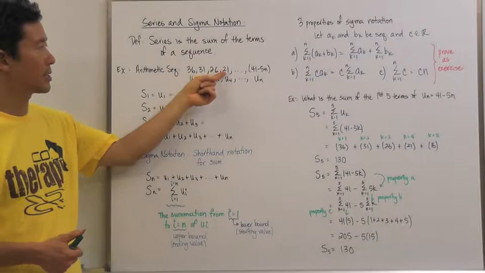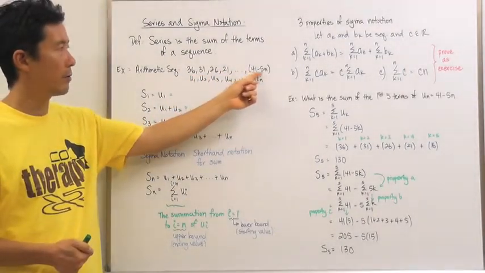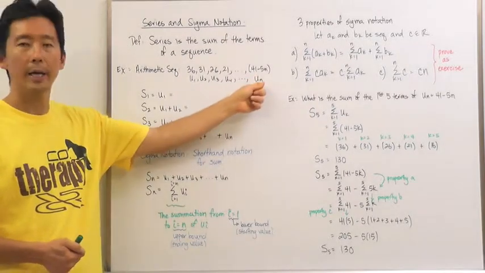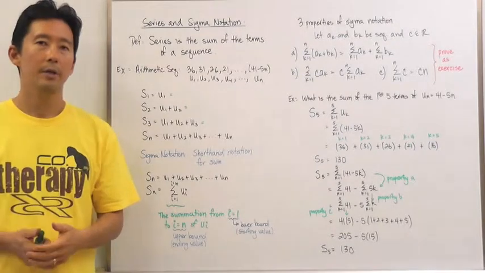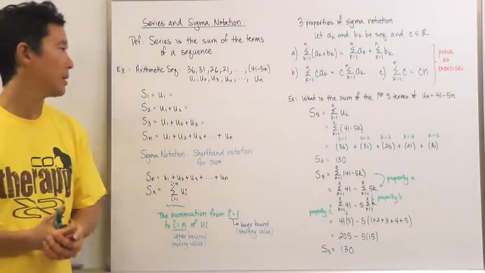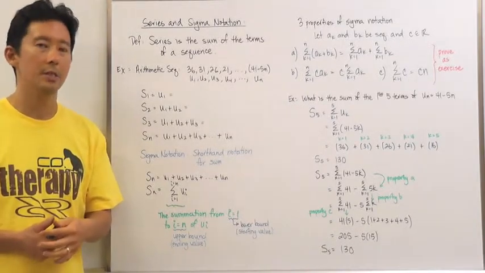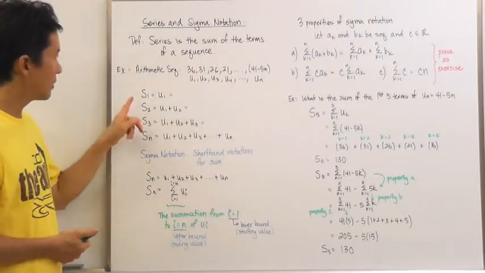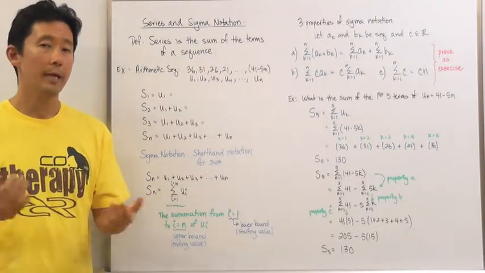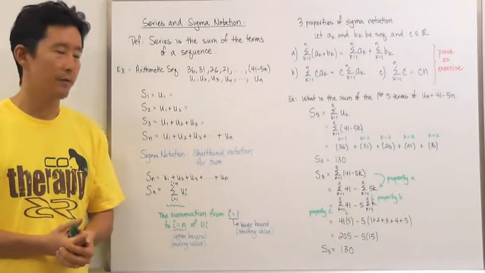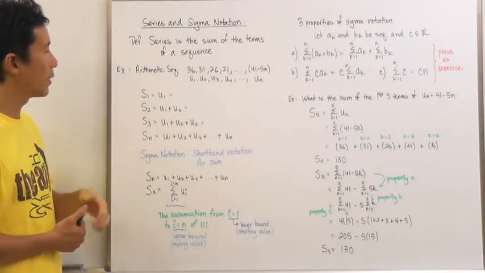36, 31, 26, 21, dot, dot, dot. And of course, the sequence generator is going to be 41 minus 5n, and that's what u sub n is going to be. Now, if I talk about the series, I'm going to use the capital letter S to represent that, and the subscript is going to tell me exactly how many terms of the sequence I'm adding up. So for example, S sub 1 is just going to be equal to u sub 1. I'm not really adding anything there, I'm just taking the first term as the sum, or the series S sub 1.